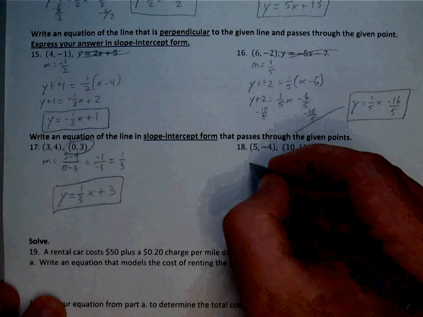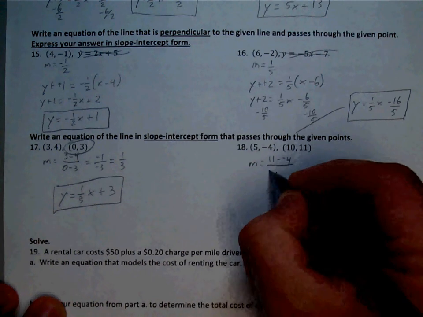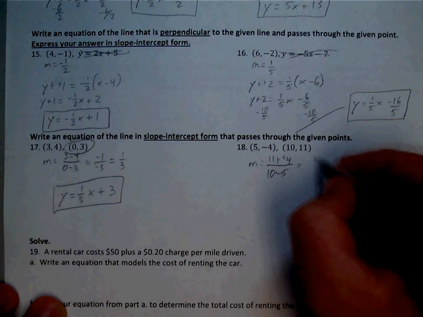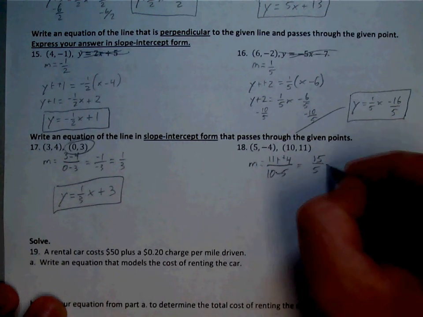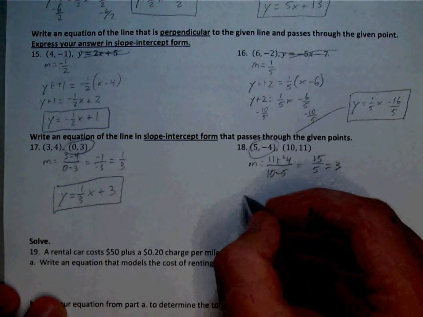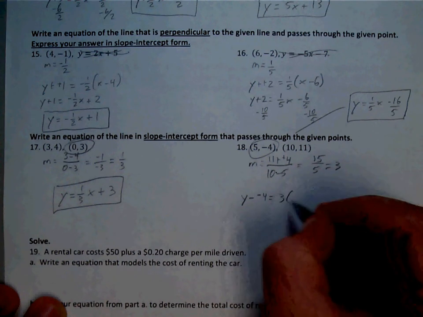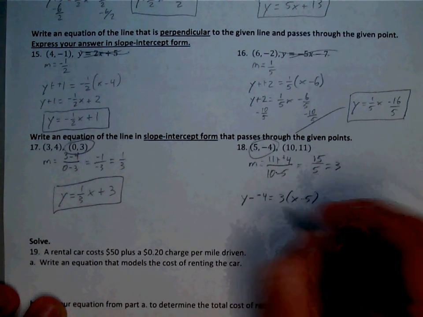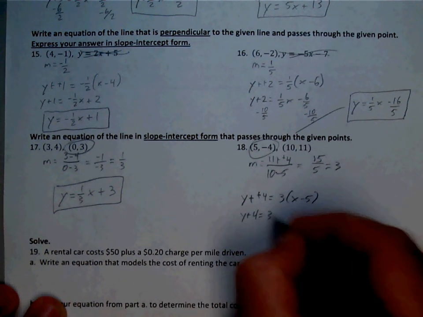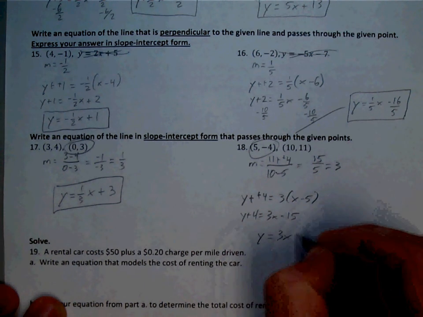Number 18, we have to find the slope. 11 minus negative 4 over 10 minus 5. Minus a negative 4 is like plus 4, so 11 plus 4 is 15. 10 minus 5 is 5. 15 divided by 5 is 3. And then pick one of the two ordered pairs. I'm going to use 5, negative 4. So y minus negative 4 is equal to my slope, 3 times x minus 5. Y minus negative 4 is like y plus 4. Distribute the 3 to get 3x minus 15. Subtract 4, y equals 3x minus 19.